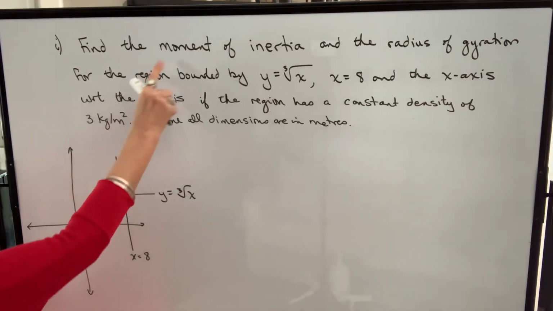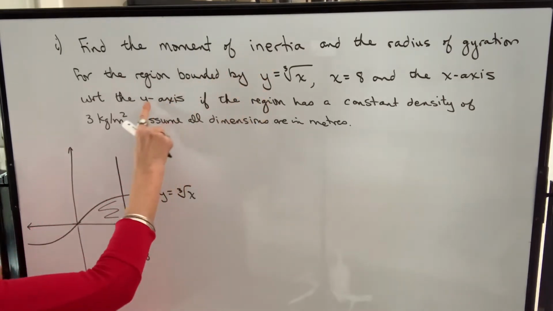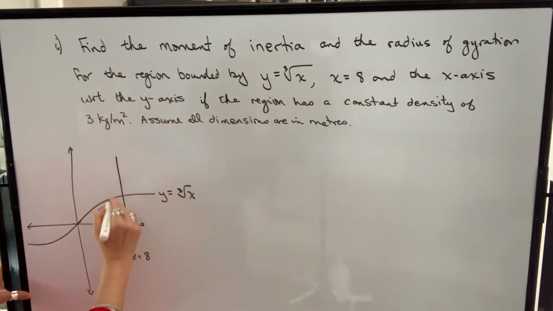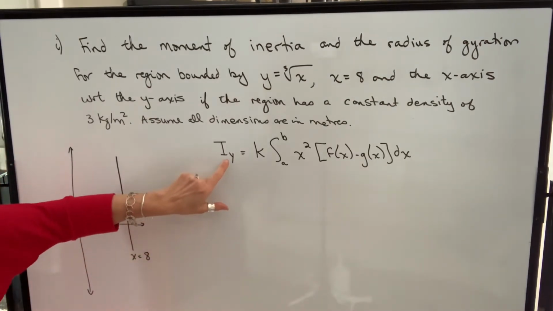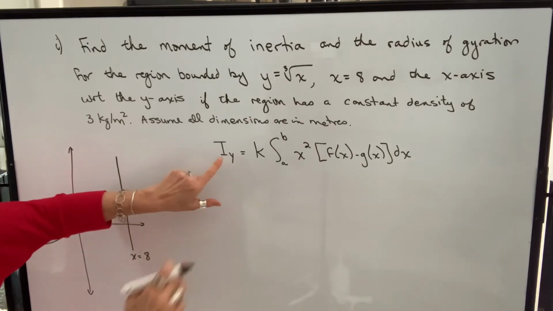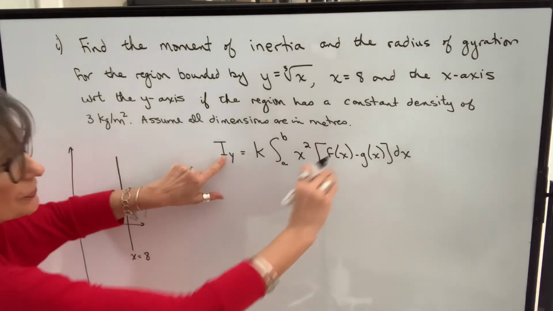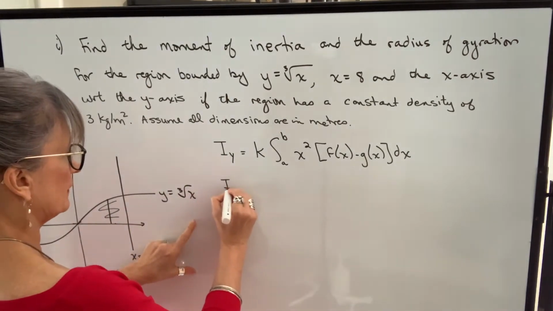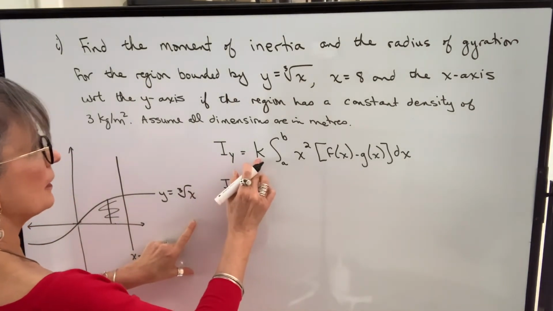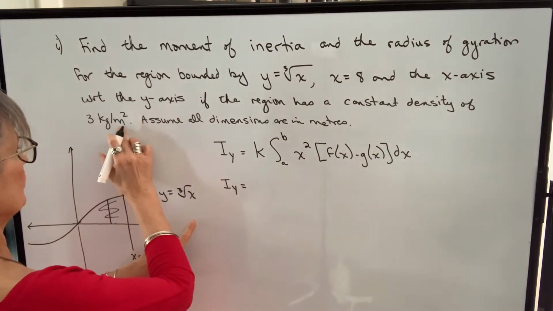We're asked to find the moment of inertia and radius of gyration with respect to the y-axis. So we're going to use vertical rectangles. So here's our formula for moment of inertia with respect to our y-axis. Even though there's a y there, notice it's all in terms of x. So be careful with that. Our density is 3 kilograms per square meter.